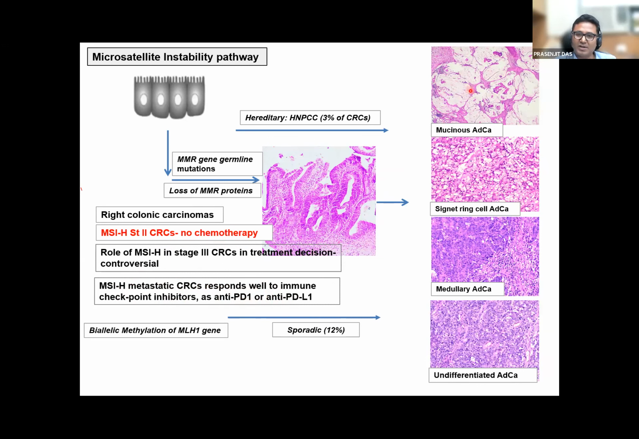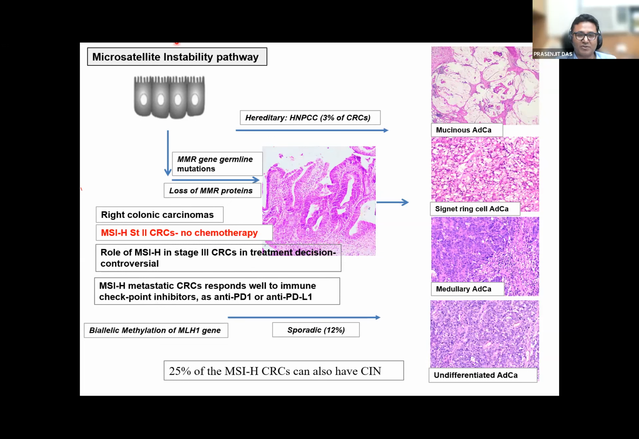And I have already mentioned which tumors your pathology report can guide you to do MSI testing, like if your patient has mucin secreting adenocarcinoma or signet ring cell adenocarcinoma or medullary carcinomas or undifferentiated carcinomas. In these tumors, we must do microsatellite instability testing.